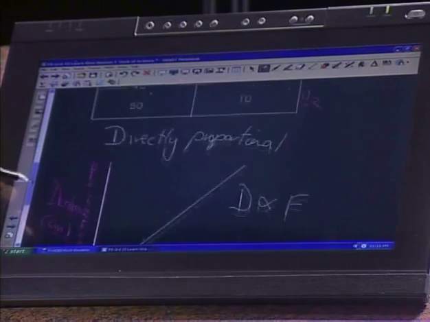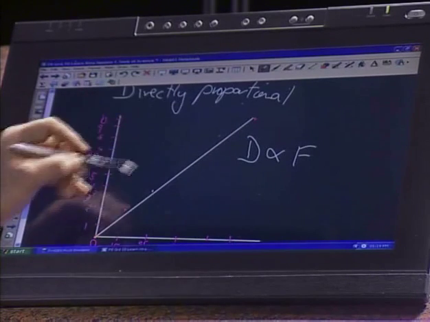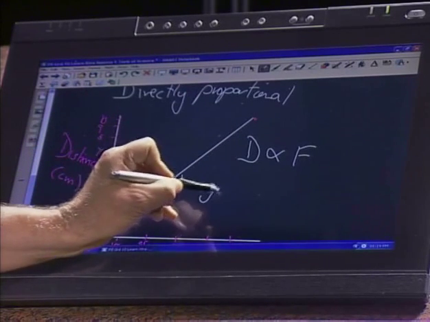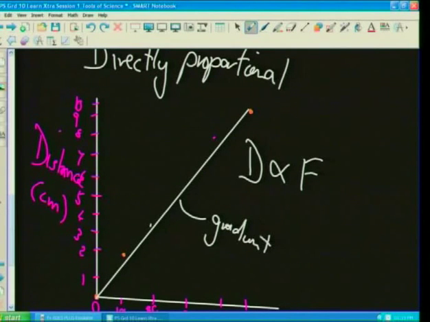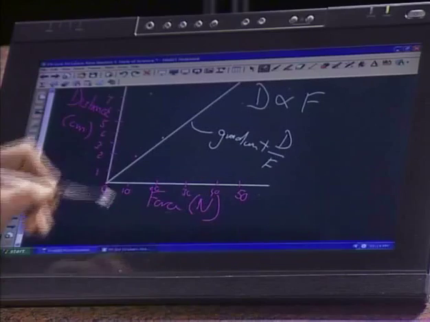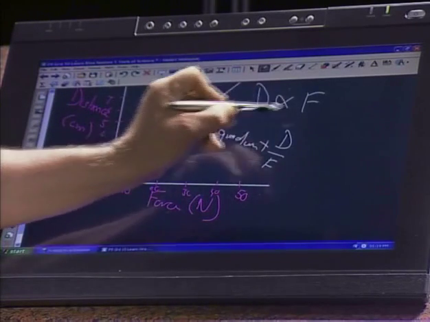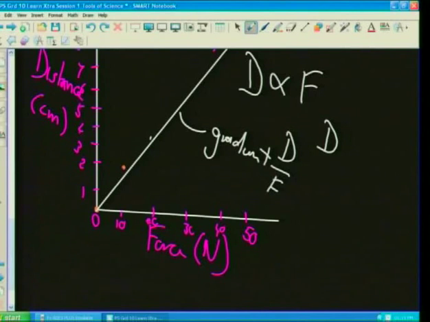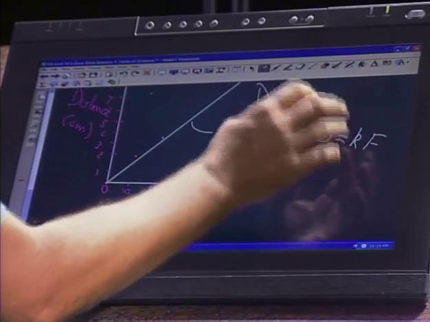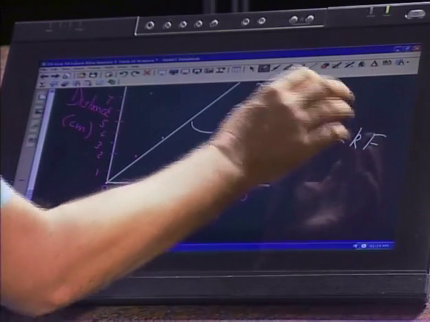You should see from the graph, the gradient of this line here is the distance over force, and because it's a straight line, it is a constant. So what we can do is, instead of writing it like that, instead of it with the proportional sign in, we can say distance is equal to a constant times the force. So in that way, we've got a way of describing the relationship. We've developed an equation to describe the relationship.